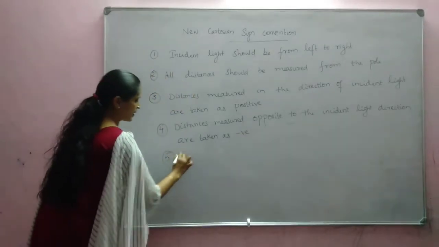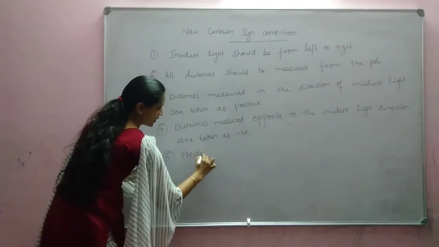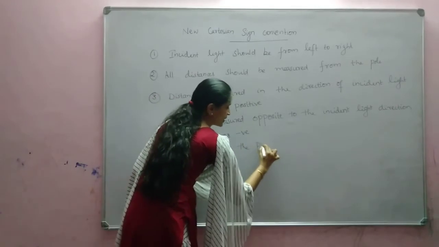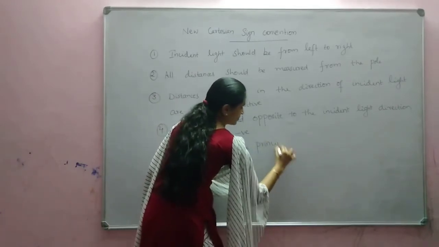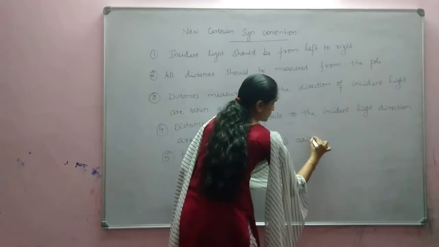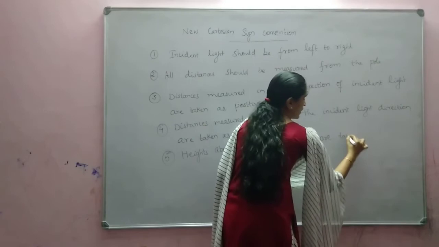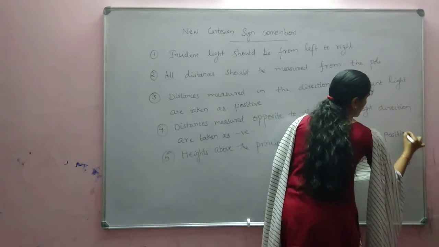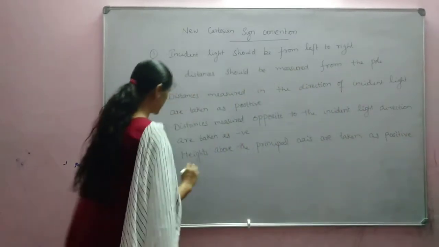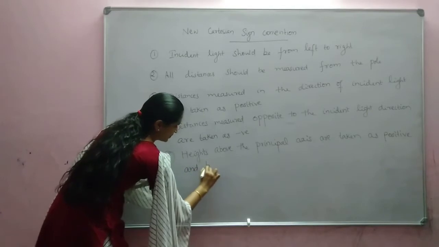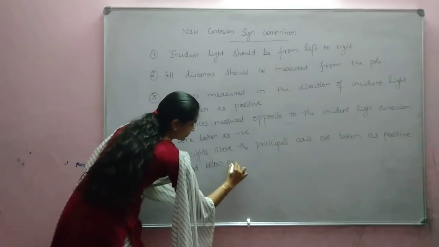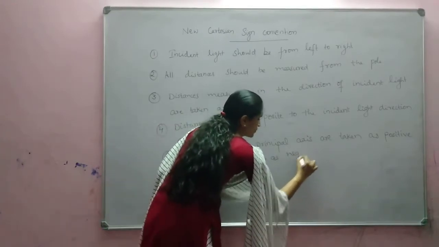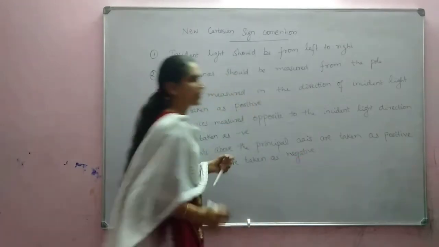Heights above the principal axis are taken as positive, and below are taken as negative.